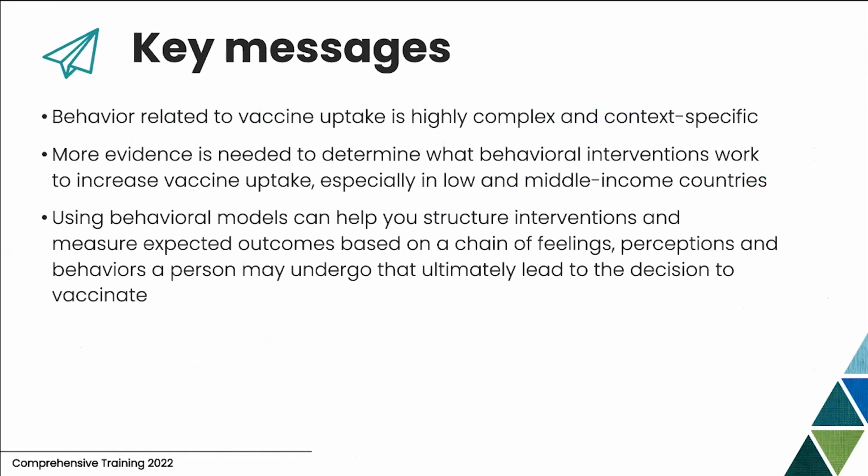So what are some key messages or key things that we can remember when it comes to behavioral interventions? So behavior related to vaccine uptake is really highly complex. It's very context specific. We do need more evidence. We need more people doing this type of research out there to see what works to increase vaccine uptake. It is still true, unfortunately, that a lot of our research comes from high income countries, and we need a lot more people to understand the operational environment in low and middle income countries and document approaches that work. That's very important for this field to move forward.